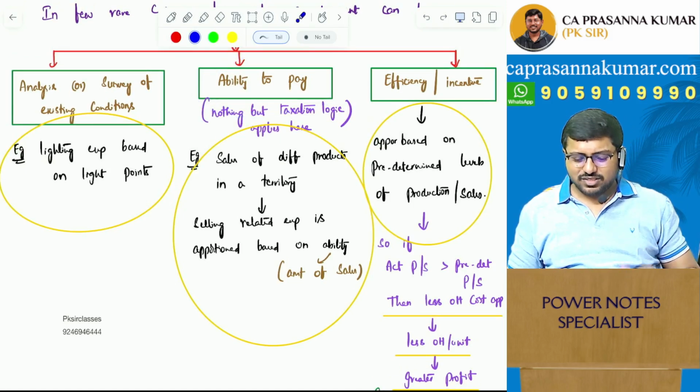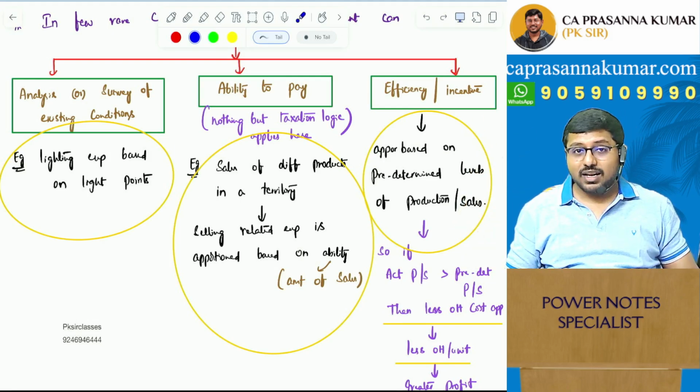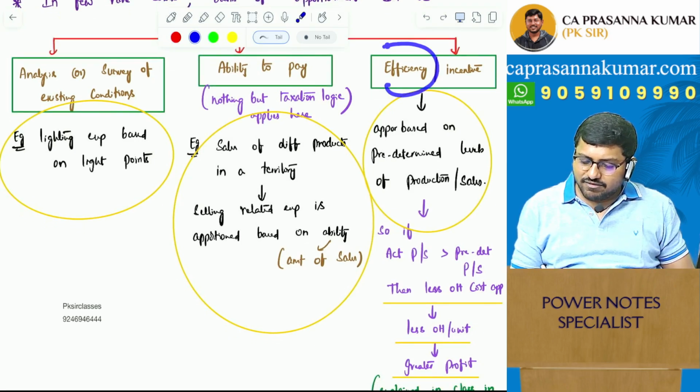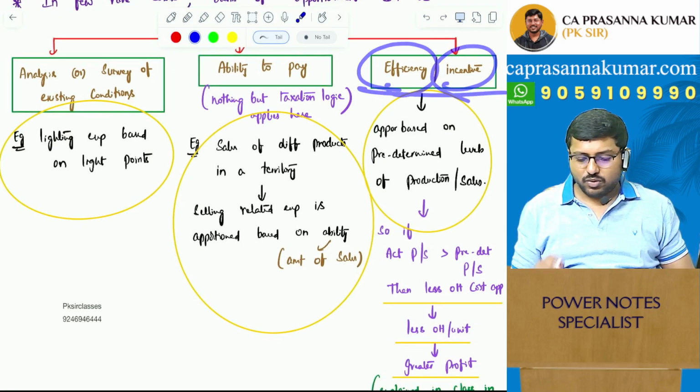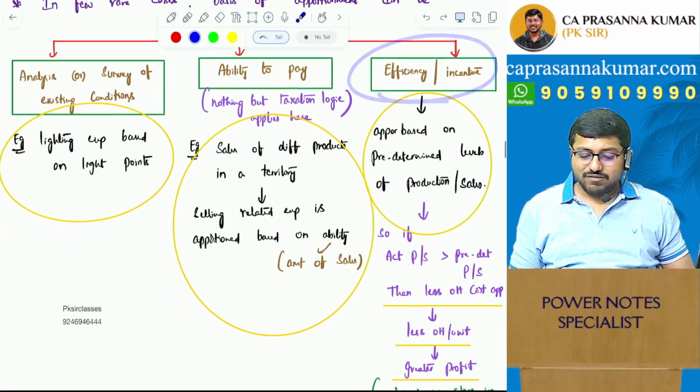Just like the direct taxation system, right? The more earnings you have, the more direct taxes, unlike indirect taxes, which are basically equal for all. Anyways, moving on. Efficiency or incentive. Now this is very important. Sometimes you will apportion your overhead expenses based on efficiency or incentive.